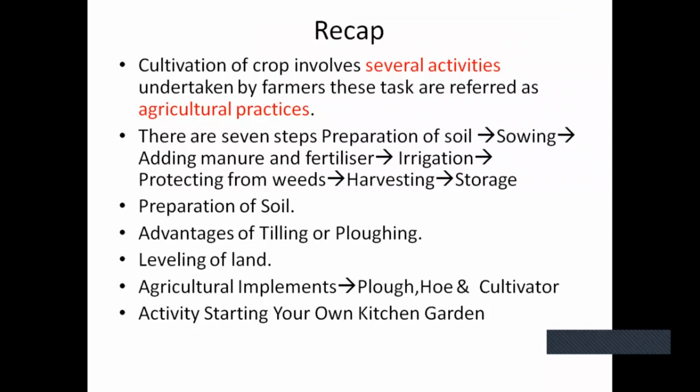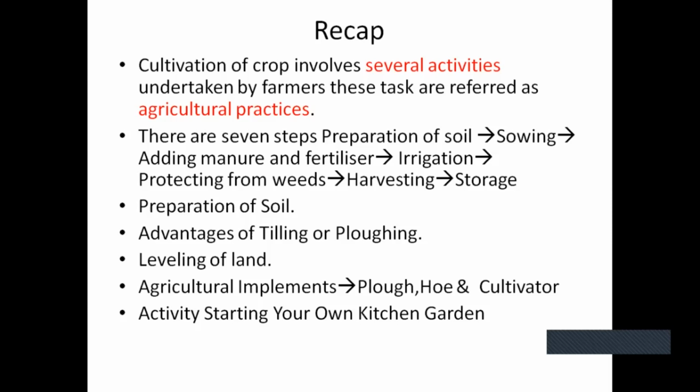The first is preparation of soil, in which he prepares the soil by tilling or plowing. The next step is sowing the seeds, meaning he selects the seeds and sows the seeds properly. After that, the farmer adds manure and fertilizer to the field or to the crops so that he gets proper yield. Right, after that is the irrigation, that is giving water to the plant.